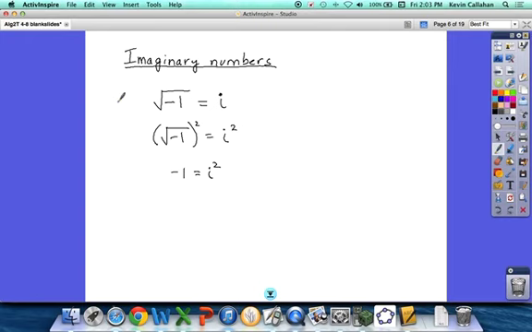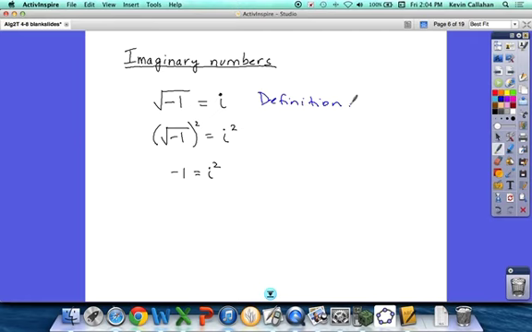Okay, now, if you look at this, this right here is the definition. It's not the kind of thing you ask why. It's the kind of thing where we're just defining the square root of -1 equals this letter i. And if you square both sides of that, you would get that -1 equals i squared. And we'll need that later on.